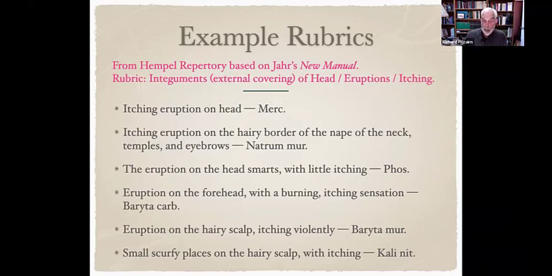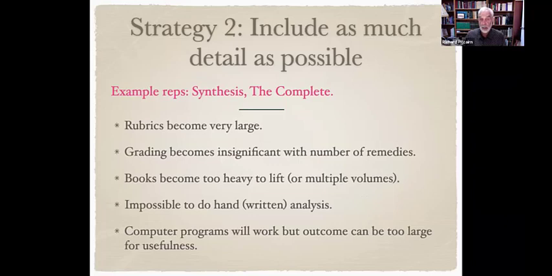Then we have eruption on the head smarts with little itching, Phosphorus; eruption on the forehead with a burning itching sensation, Baryta carbonica; eruption on the hairy scalp itching violently, Baryta muriaticum; and small scurfy places on the hairy scalp with itching, Kali nitricum. Well, as I say, it could be useful for learning. However, if there's a lot of remedies, it's pretty tedious. So here's another strategy: include as much detail as possible. And that's the method being used in Synthesis and the Complete and repertories like that.